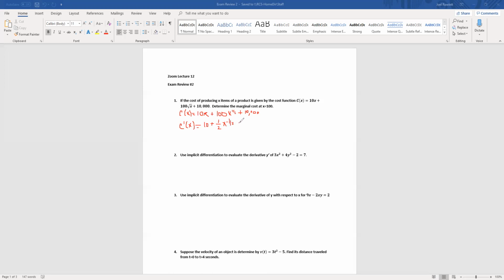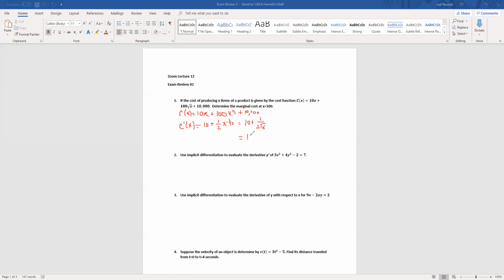And we could simplify this as 10 plus 1/2 on the square root of X. Okay, so that's going to be the function for the marginal cost. And the question is, determine the marginal cost when X is 100. Well, let's go to the simplified version.